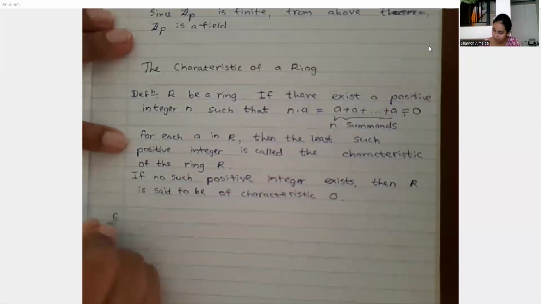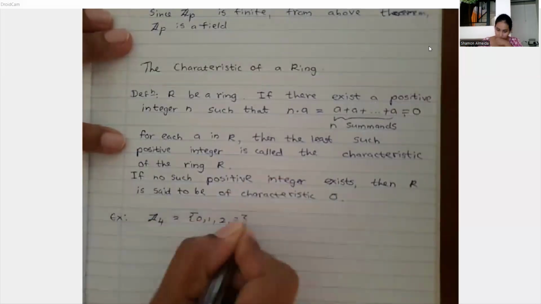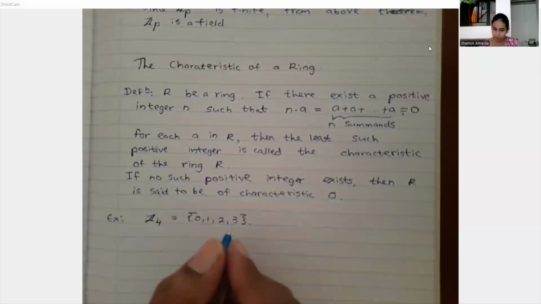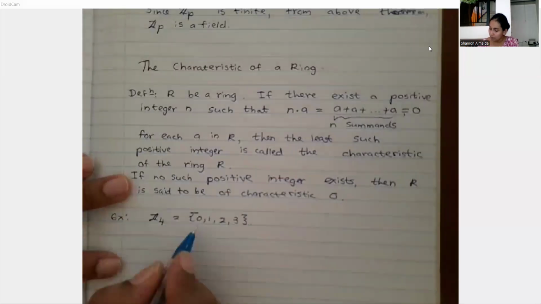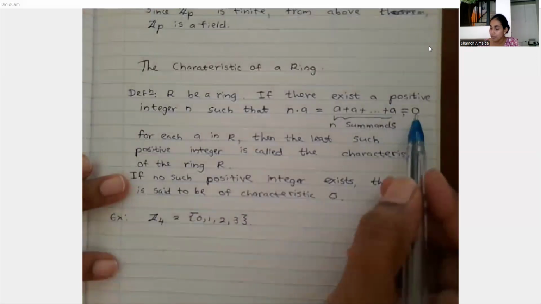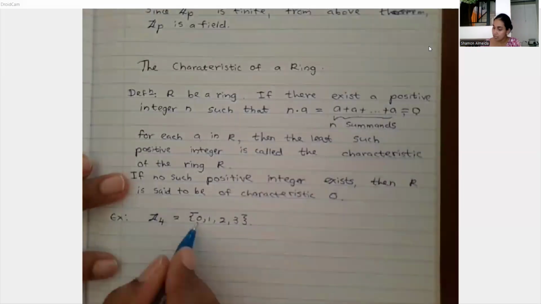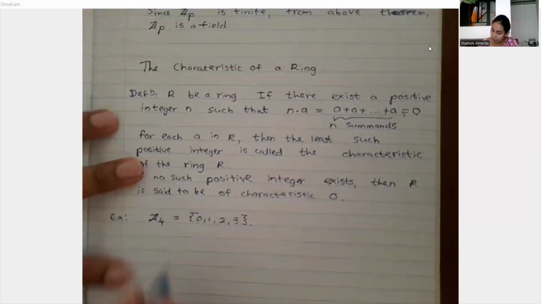As an example, let's take a look at this Z4, which is given by the elements 0, 1, 2, and 3. Right. Now, when it comes to 0, no matter how many times you add it to itself, you will end up getting the 0. So let's go to these non-zero elements, right? 0 over here simply refers to the additive identity. In the usual notation, it's denoted by 0.